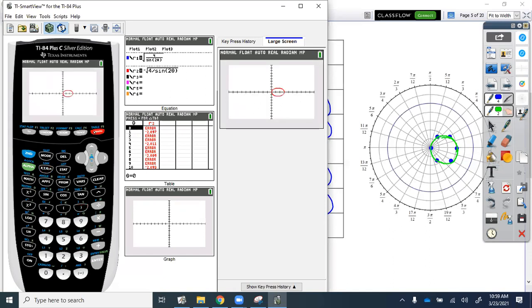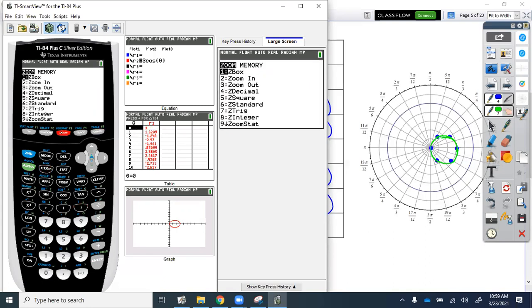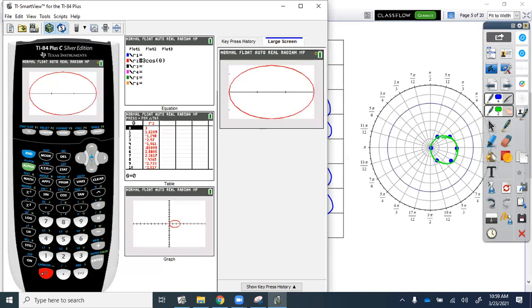There it is. Now I showed you the square, zoom square, where it makes it look more proportional, but let me show you what we haven't used. Zoom fit. If you scroll down till you see the 0 option, zoom fit is going to change your window so that it fits really nicely. That was zoom fit. You had to scroll down to get to it.